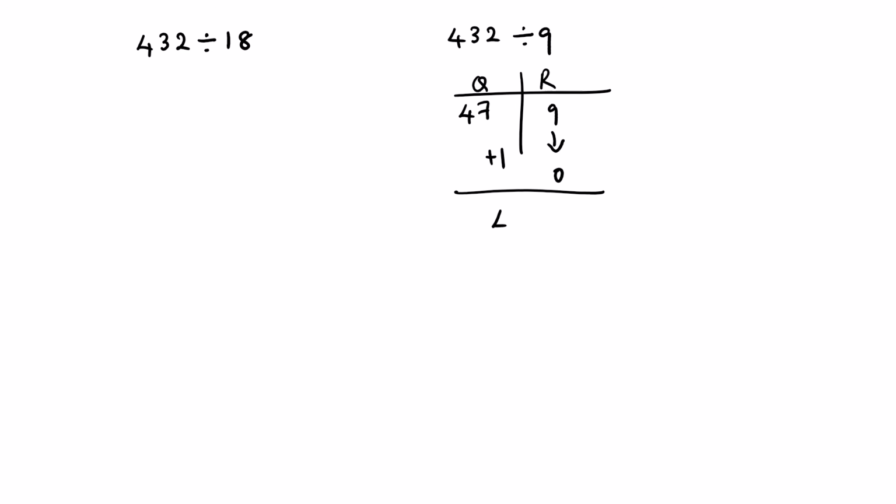I'm going to take a 3-digit number, which is 432. So first what I have to do, I have to divide using 9. So the answer is like 47 is the quotient. Remainder is nothing but 9. So convert this to 0 and add 1 over here. So you get 48.0. That is 48. So what is the answer of 432 over 18? It's half of 48, which is nothing but 24.